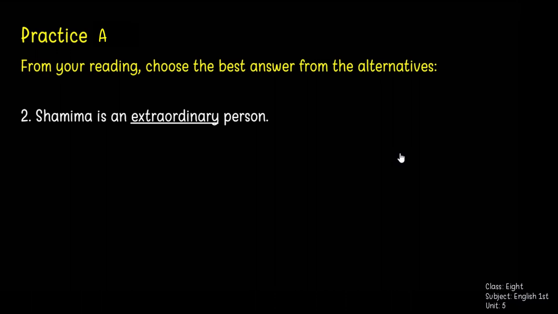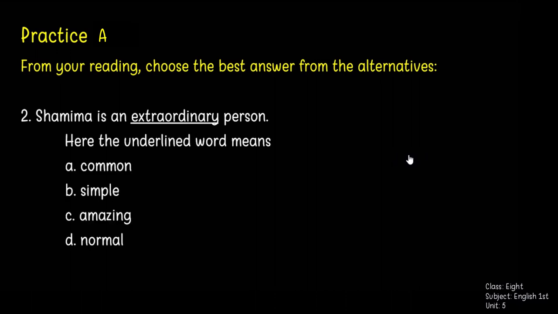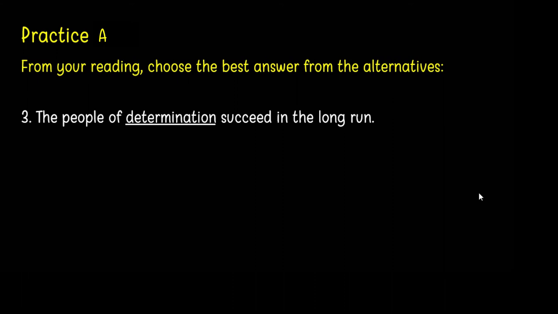See the next question. Shamima is an extraordinary person. Here, the underlined word means: option A, common; option B, simple; option C, amazing; and option D, normal. So what do you think? Extraordinary. We know very well that ordinary means simple, but extra means beyond simple. That means amazing. Very clear. Yes. Now go to the next question. Question 3: People of determination succeed in the long run.